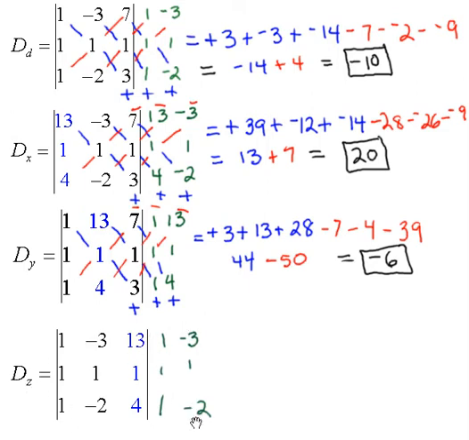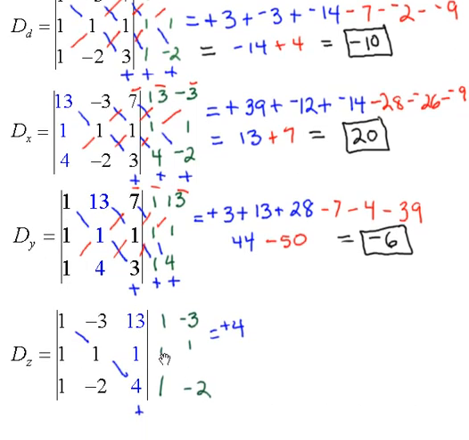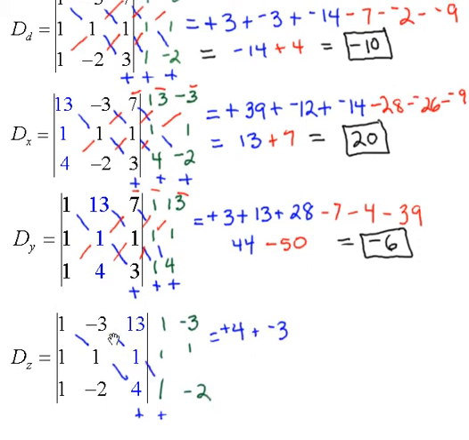Rewrite the first two columns over again. We're going to add the product of all the diagonals going down from left to right containing 3 numbers. 1 times 1 times 4 is adding a 4. Then we're going to add -3 times 1 times 1, so that was adding a -3. Next, we're going to add 13 times 1 times -2, which is adding a -26. There are no more diagonals going down from left to right containing 3 numbers.